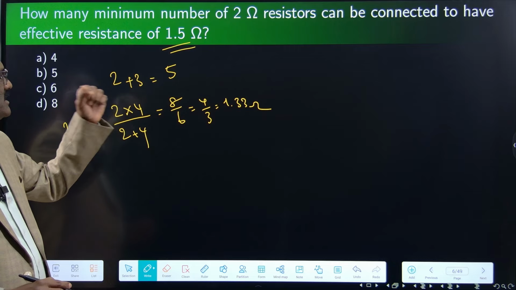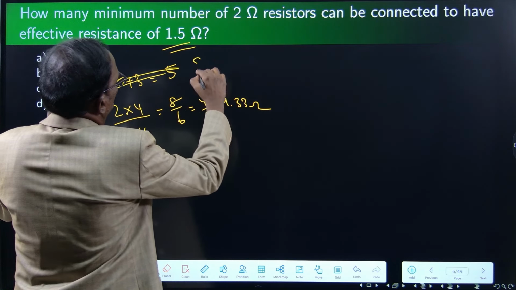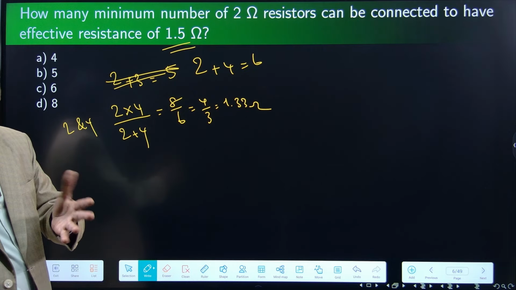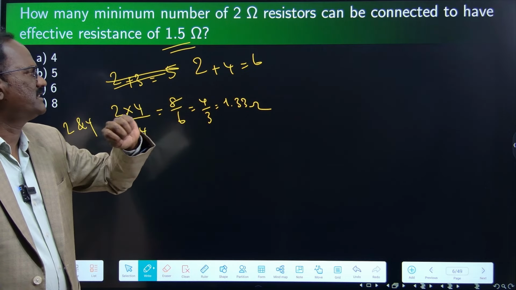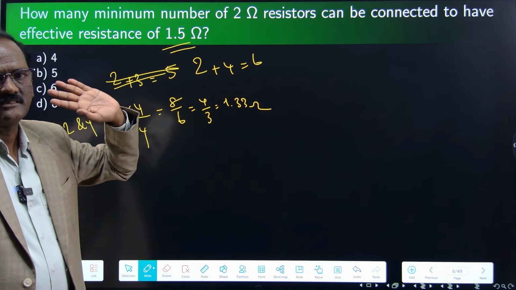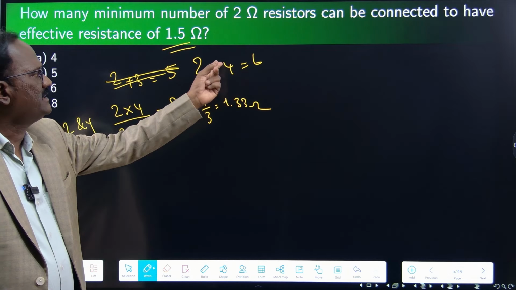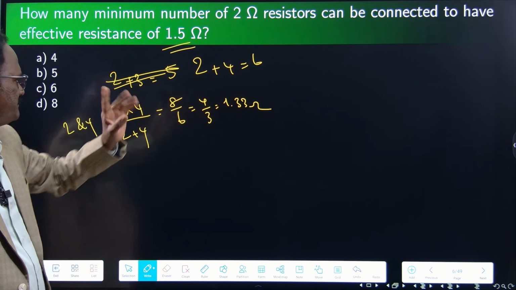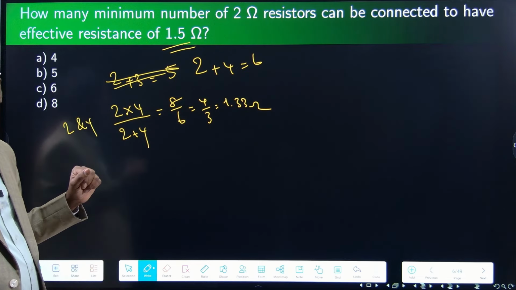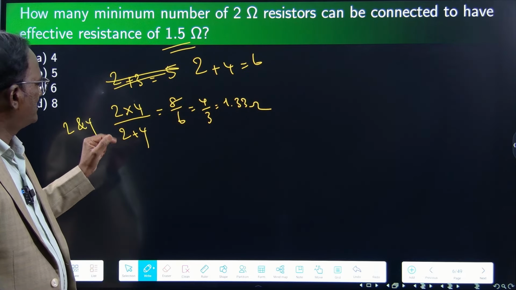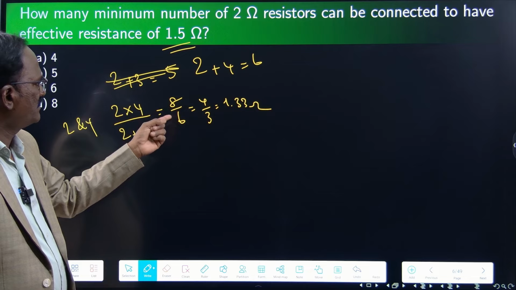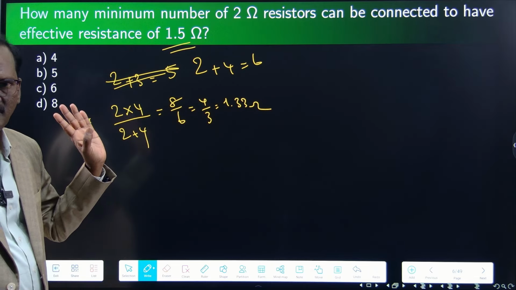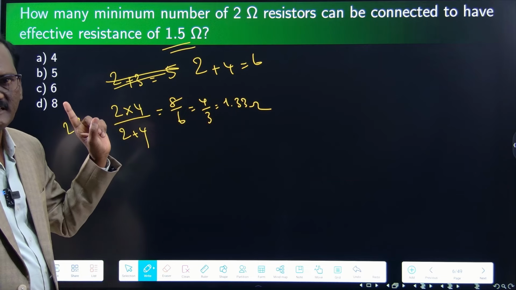I am having 2 ohms and 4 ohms in my hand. I am connecting them in series. 2 plus 4, yes, 6 is the answer. Greater than the biggest value. 2 and 4 now I am doing in parallel. It is 8 by 6, 4 by 3, 1.33. Lesser than the smaller resistance.